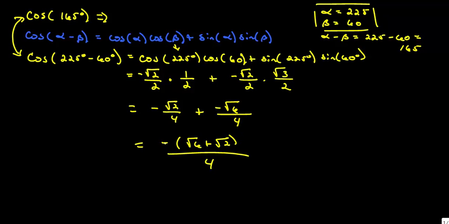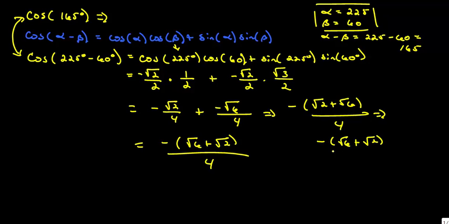There are a lot of different ways that you could write this numerator. As a side note, how I got that was I pulled out the negative, so I got square root of 2 plus square root of 6 on the top. Of course, this is over 4. Then I said, well, addition is commutative, meaning the order doesn't matter. So I just rearranged these terms and went negative square root of 6 plus the square root of 2, all over 4.